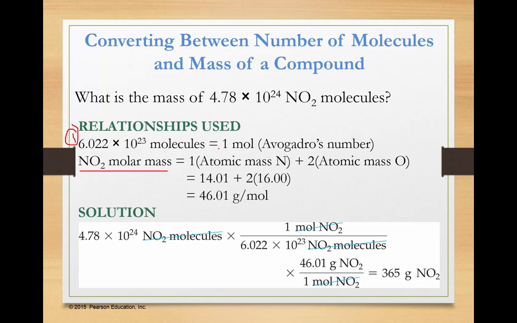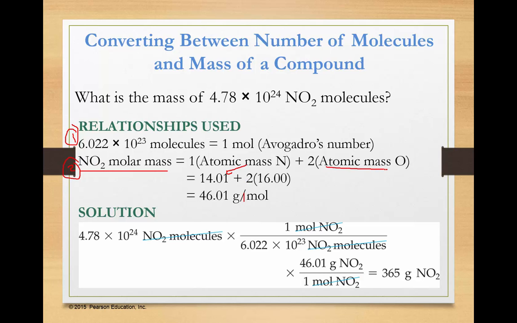6.022 times 10 to the 23rd equal to 1 mole. This is relationship number 2 right here, molar mass, grams per mole. Remember, that's the number of grams in 1 mole. So there's one atom of nitrogen right here. The atomic mass of nitrogen from the periodic table is 14.01. There's a 2 here that comes from the subscript 2 with the oxygen.